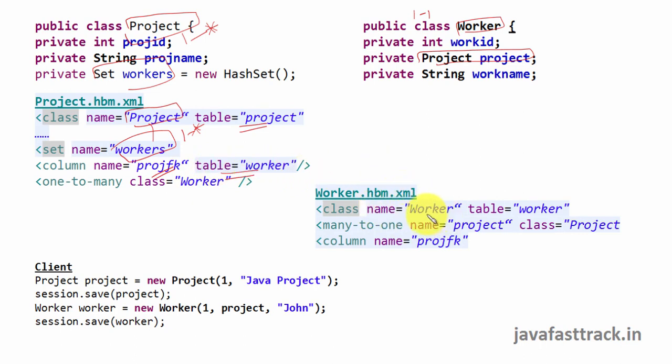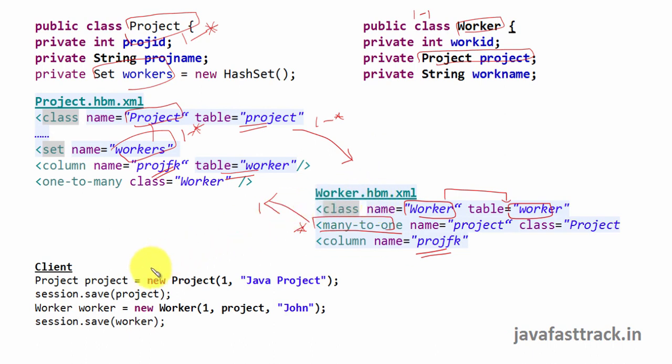Now if you look at the worker mapping file, the worker class is associated with the worker table and we have a many to one relationship. Many to one. From project it is a one to many relationship. From worker it is many to one. Actually it is one to one. In a larger perspective we call it many to one. The relationship is created through the foreign key column.